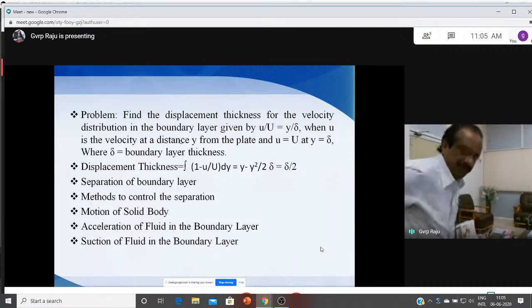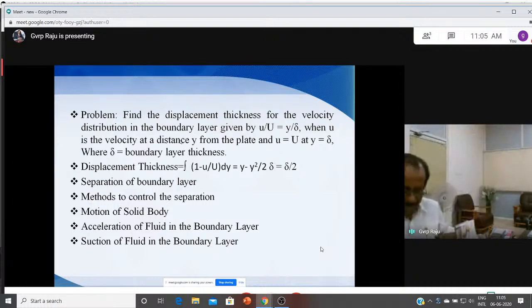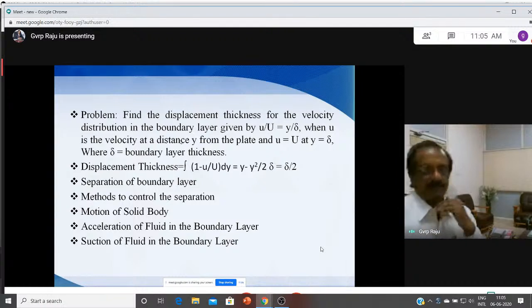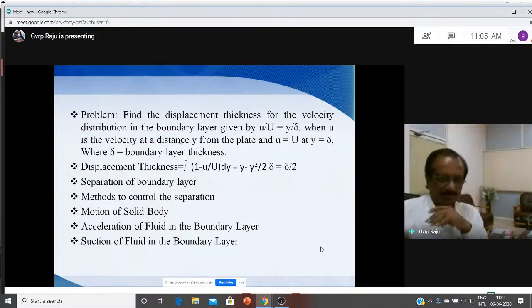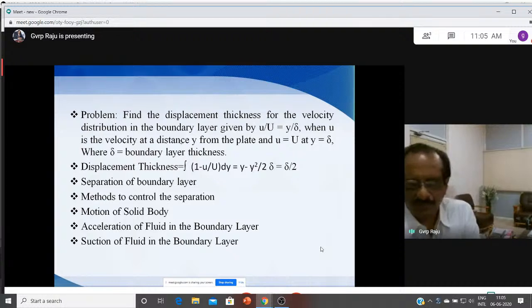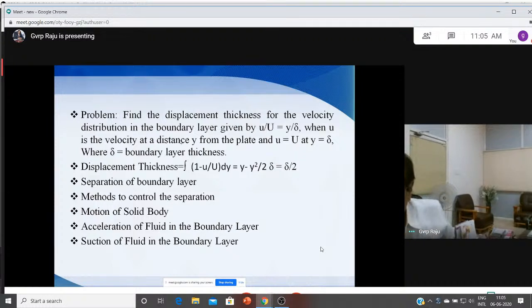The problem: find the displacement thickness for the velocity distribution in the boundary layer given by small u by capital U is equal to y by delta, where u is the velocity at a distance y from the plate, and u is equal to capital U at y is equal to delta, where delta is the boundary layer thickness.